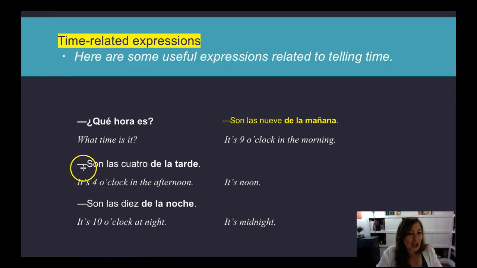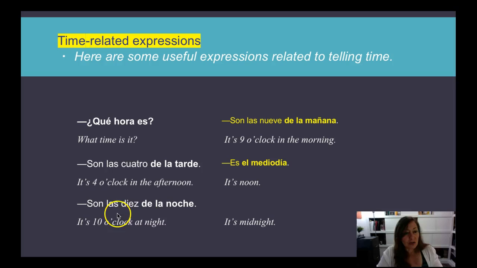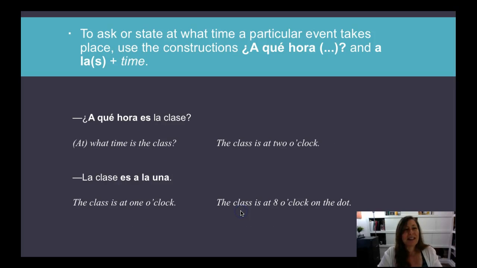Bien, mira aquí. Son las 4 de la tarde. It's 4 in the afternoon. En punto. How we say it's noon? You could say son las 12 de la tarde o es mediodía. Son las 10 de la noche en punto. ¿Cómo se dice? It's midnight. You could say son las 12 de la noche o es medianoche. Es la medianoche también. Bien, yo digo es medianoche.